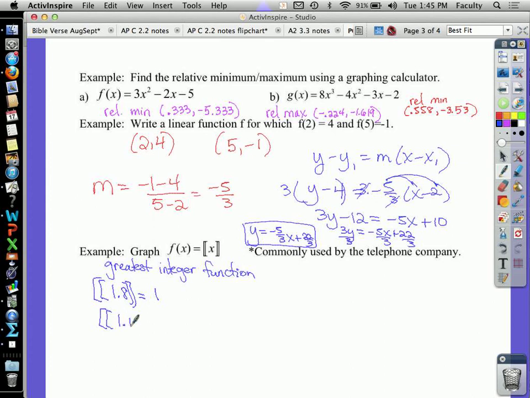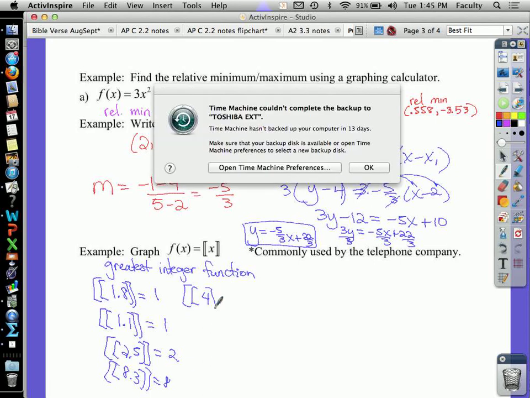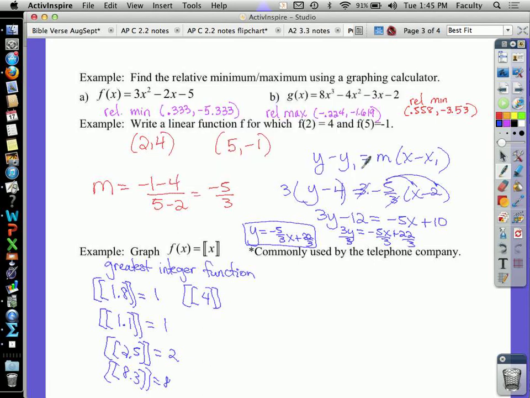So then if I said 1.1, this is still 1. If I do 2.5, this is 2. If I do 8.3, this is 8. If I put in a whole number, that's what they mean by the greatest integer that's less than or equal to, so that's a 4. So let's look at the graph of this, and then we'll talk about the telephone company, and we'll talk about the post office.